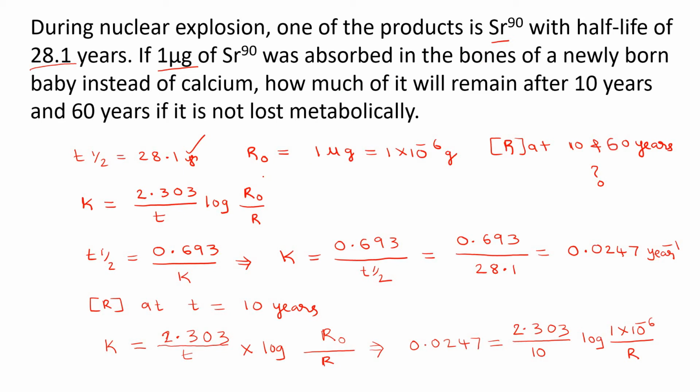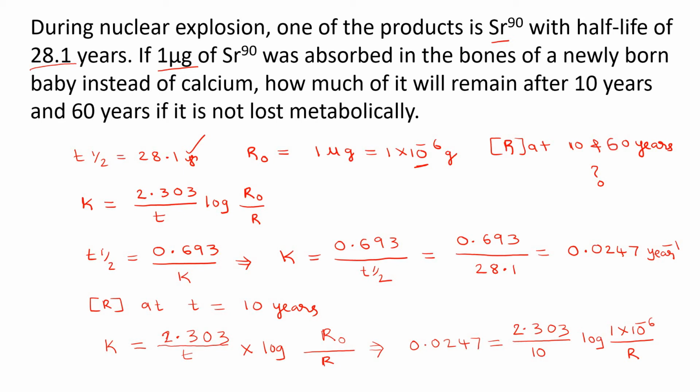That means R0 is nothing but 1 milligram. R0 means the initial concentration that you are taking. 1 milligram is equal to 10 to the power of minus 6 grams here. And how much of it will remain after 10 years and 60 years? That means T equals 10 and T equals 60.